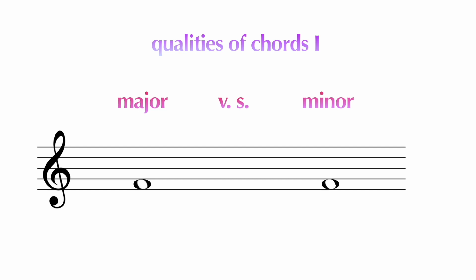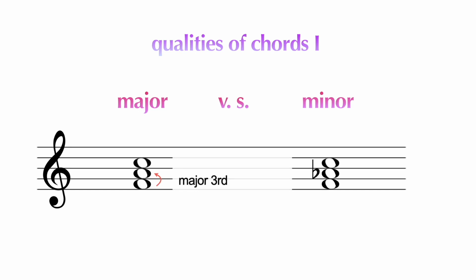The left chord consists of F, A, C. F and A is a major 3rd. A and C is a minor 3rd. This creates a major quality. The right chord consists of F, A flat, and C. F and A flat is a minor 3rd. A flat and C is a major 3rd. This creates a minor quality.